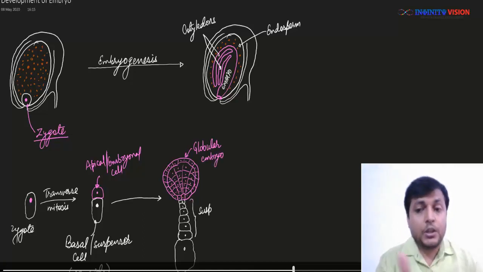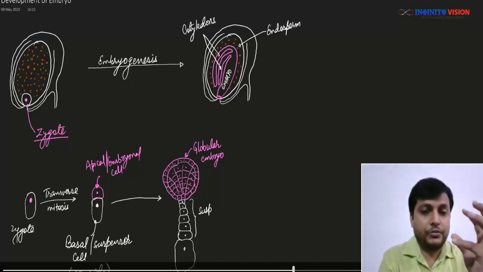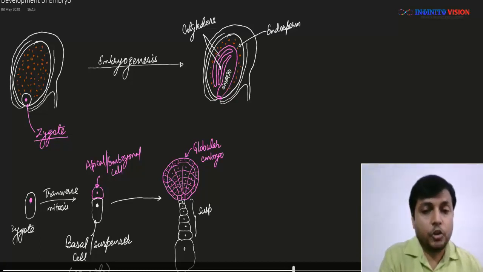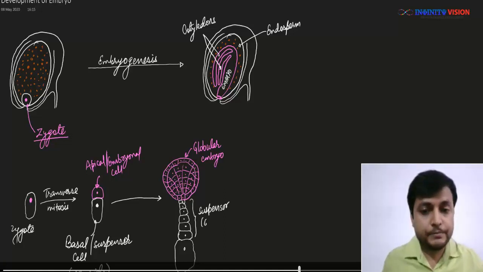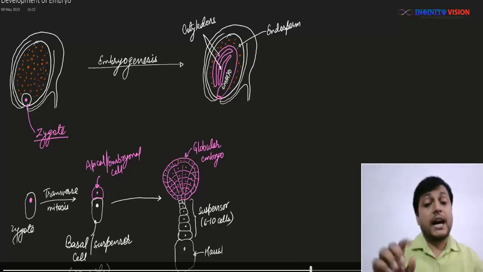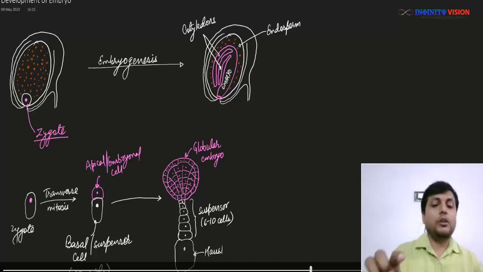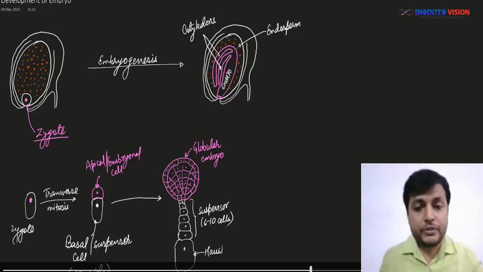Okay, now from the apical cell forms the proembryo, from proembryo forms the globular embryo because it appears spherical in shape, that's why it is globular. And this stalk like thing is called suspensor cells or suspensor, which is made up of 6 to 10 cells. The last cell of the suspensor, which is larger in size, is called haustorial cell.